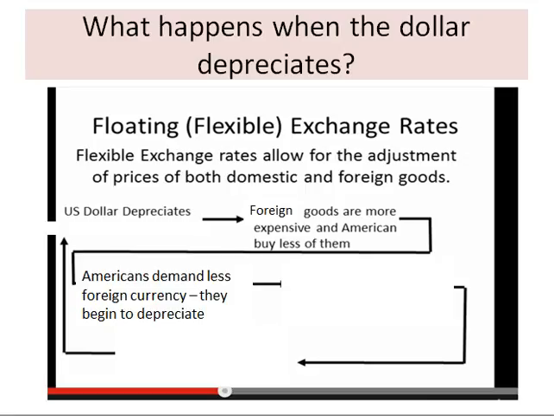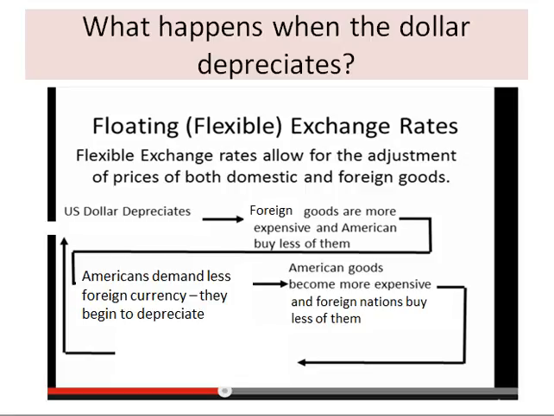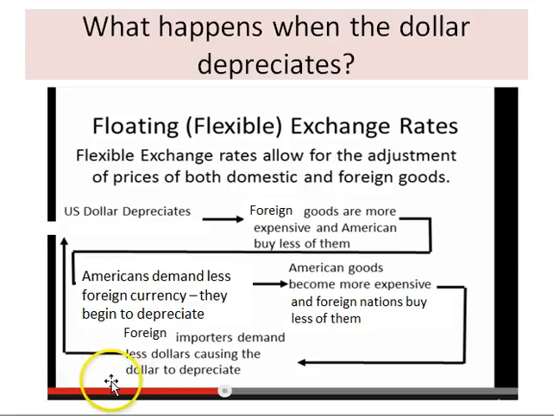As the other foreign currencies depreciate, American goods become more expensive, and foreign nations start to buy fewer of them as their own currencies begin to depreciate. That causes American goods to be more expensive to them. And then finally, foreign importers begin to demand fewer dollars, and by demanding fewer dollars, that causes the US dollar to depreciate, and we move back into the cycle again.